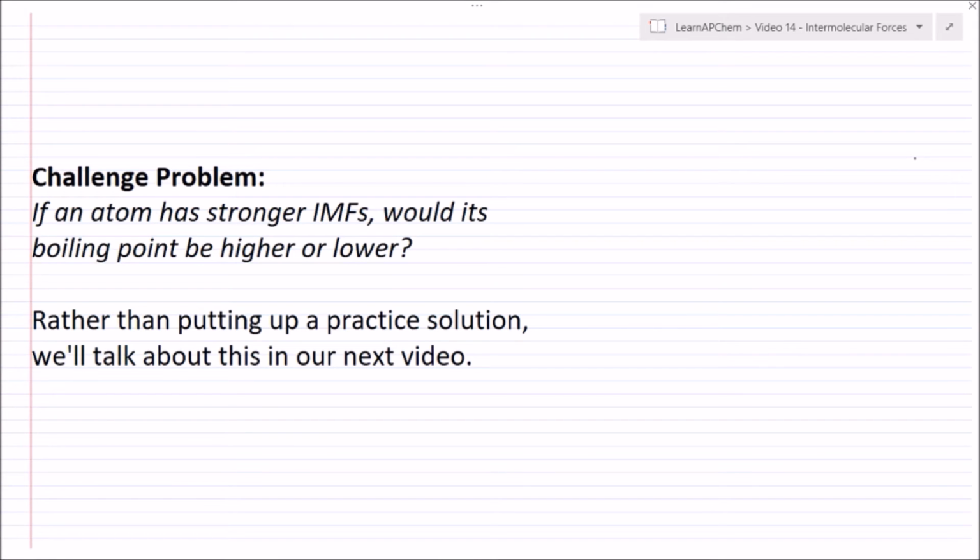Alright, so that brings me to today's challenge problem. If an atom has stronger IMFs, would its boiling point be higher or lower? So usually we put up a practice solution on our website, but for this one, we're just going to talk about this in the next video. So sort of think about, if an atom has stronger IMFs, would it be easier to boil off into a gas or harder?